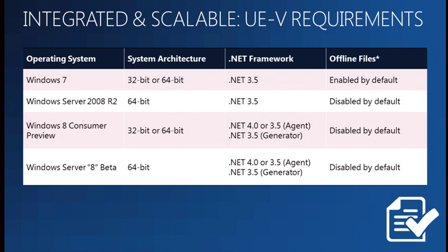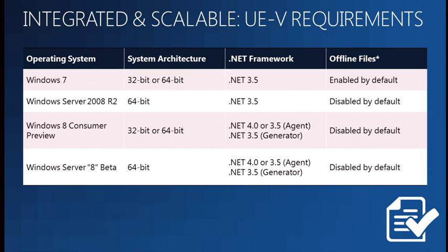I have the old name of Windows Server 8 Beta here. We know it's now called Windows Server 2012. I didn't have time to update it, but you'll see that we support both the client and server SKUs for Windows 8. In the bitness column, you can see we support the bitnesses that are available for those SKUs, so we'll support all of those. We do require .NET for both the agent and generator.